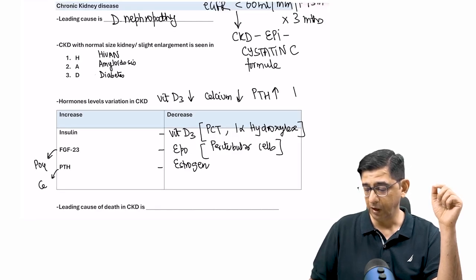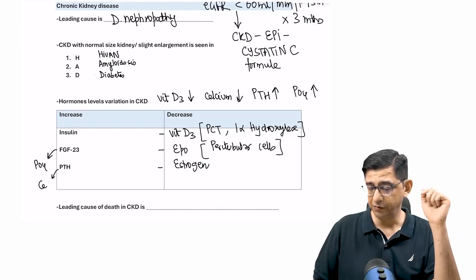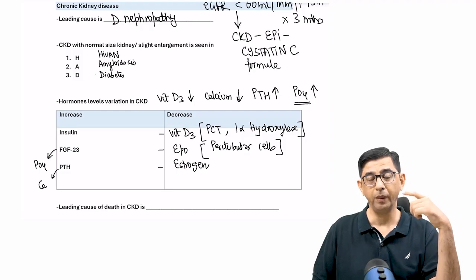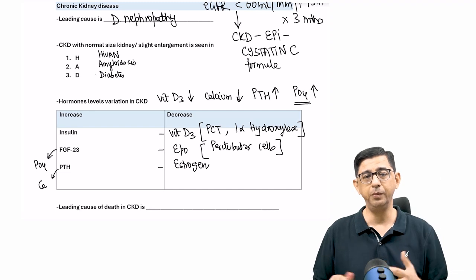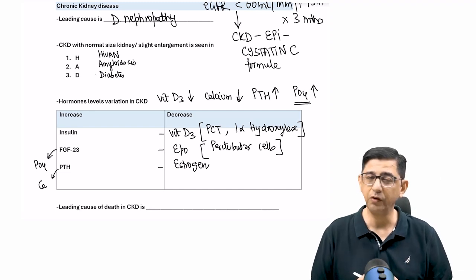And what will happen to phosphate levels here? Phosphate will not be excreted. This phosphate will cause calcification of the important blood vessels in the body. Many times you will read that patients of CKD have a higher incidence of heart attack.